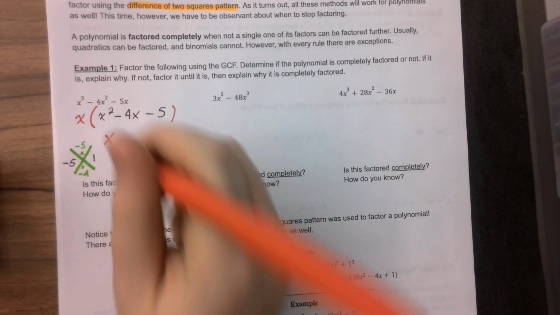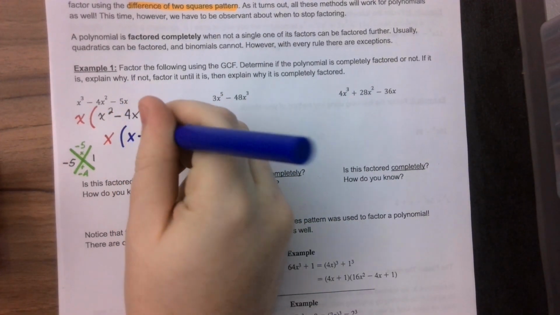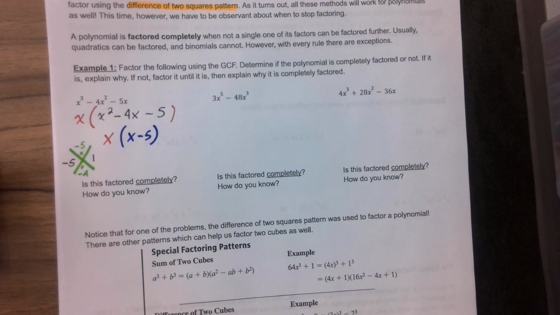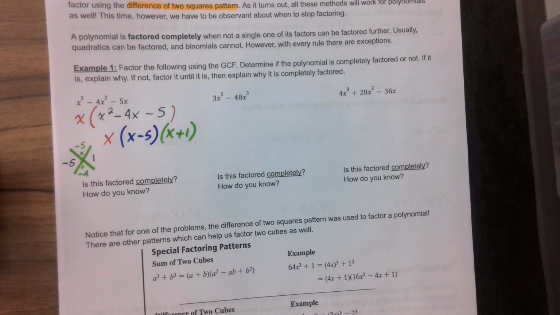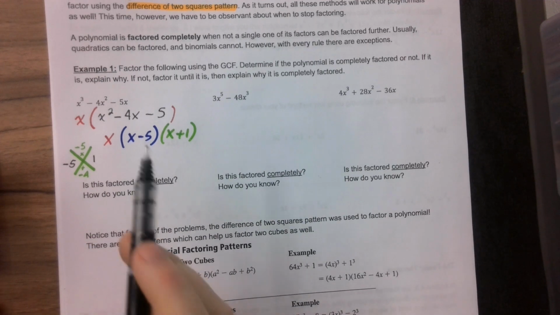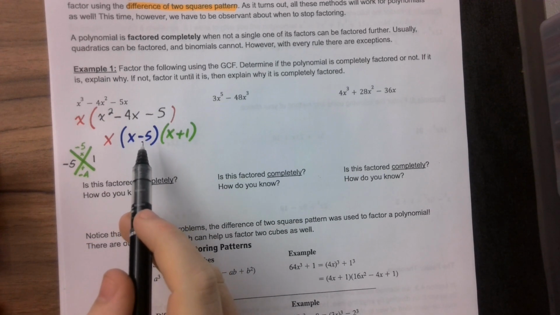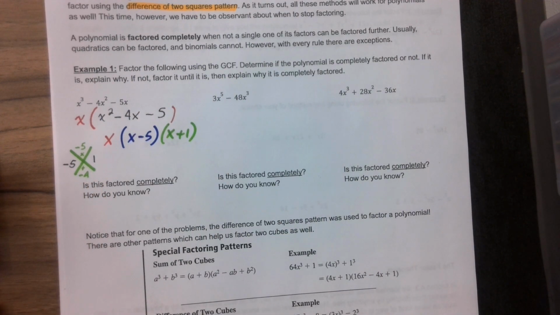We can factor it as x, because that's just going to stick around, times one of our factors will be the first one, so x minus 5, times x plus 1, since that's the other factor. Now we ask ourselves, are we done? Is this factored completely? And how do we know? Well, let's check all these factors. X can't be factored further. X minus 5 can't be factored further. There's nothing we can take out or factor this as. Same with x plus 1.